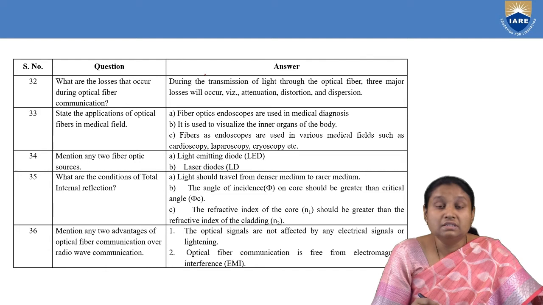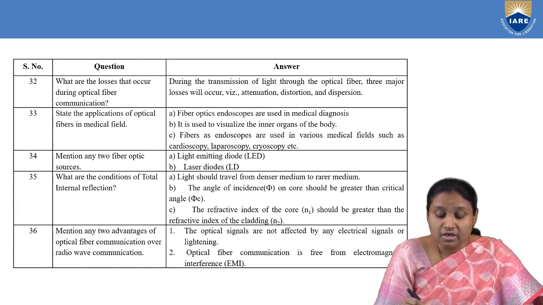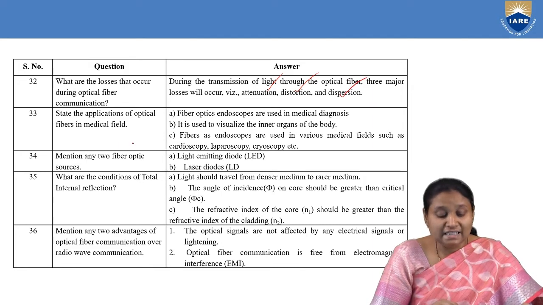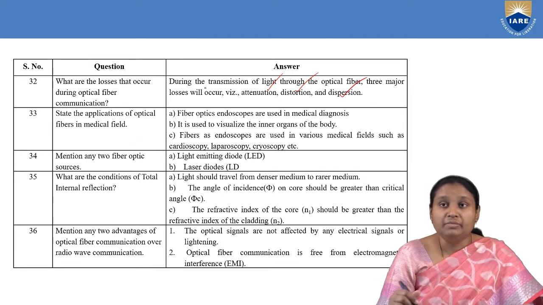Now, what are the losses that occur during optical fiber communication? When we talk about those losses, of course they are called attenuation losses, distortion losses, as well as dispersion losses. Then, state the application of optical fibers in the medical field.